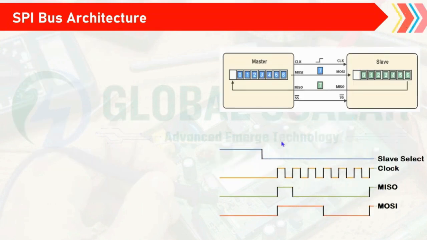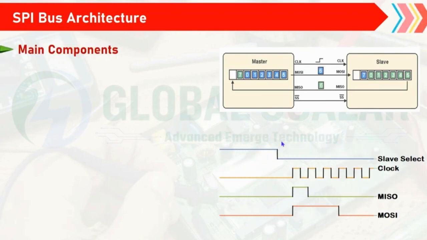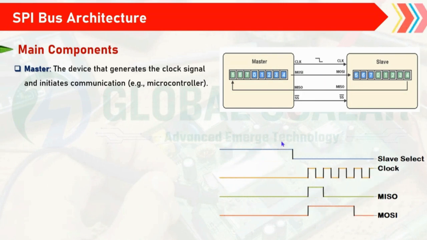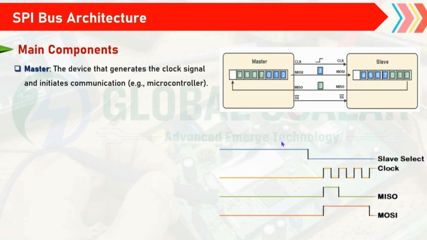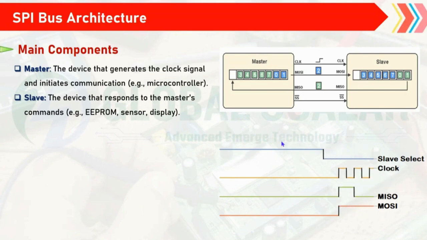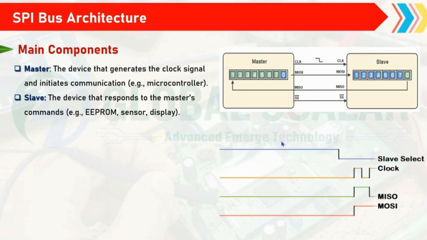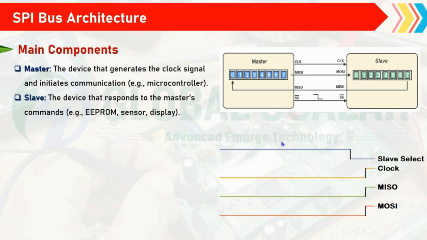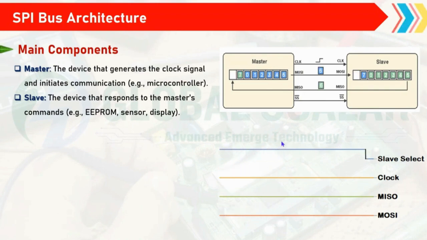Coming to the SPI bus architecture, as we know, the master-slave communication, the main components here are the master, the device that generates the clock signal and initiates the communication. Here the master is the microcontroller. The slave is the one that receives the data from the master, the device that responds to the master command and transmits the data based on the clock pulse.